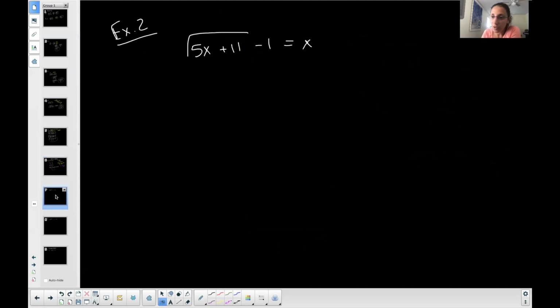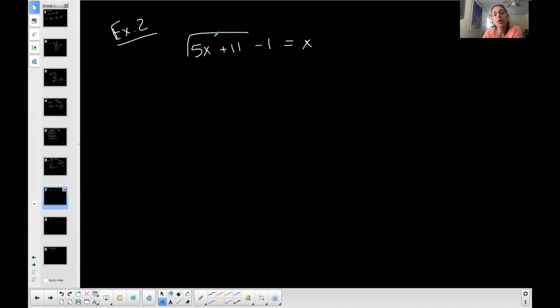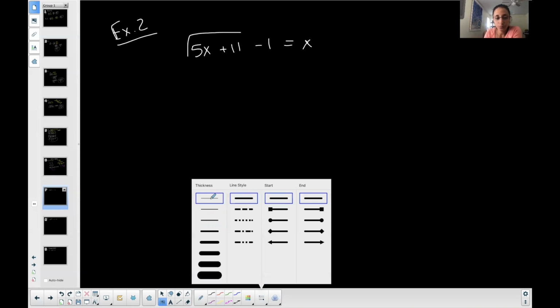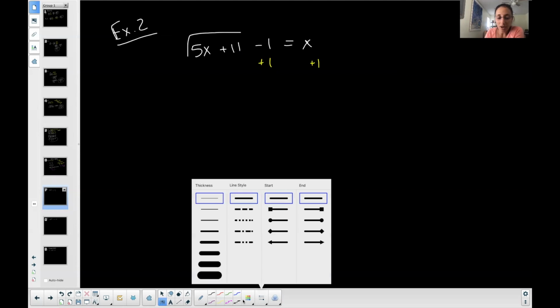All right, let's do another one. This one's a little bit uglier than the last one. If you notice, it still is a square root, so I'm going to use an exponent of 2, but I have the radical here. This is not under the radical sign. There's a reason that the radical sign ends here. The -1 is not included under the radical sign. So in this example, my radical expression is not isolated. I need to have it alone by itself on the left-hand side.